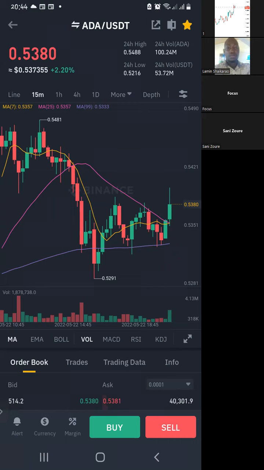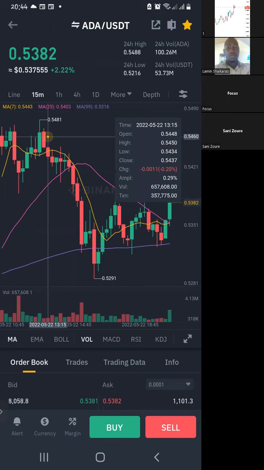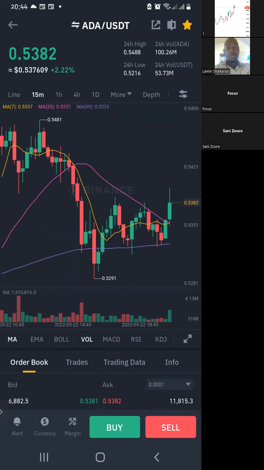The moment I use limit, this is going to execute because it has satisfied the condition, which is less than or equal to my price. Okay? Because 0.5382 is less than my price, 0.5473. So because it's less than my desired limit price, it will execute because the condition for limit order is less than or equal to.